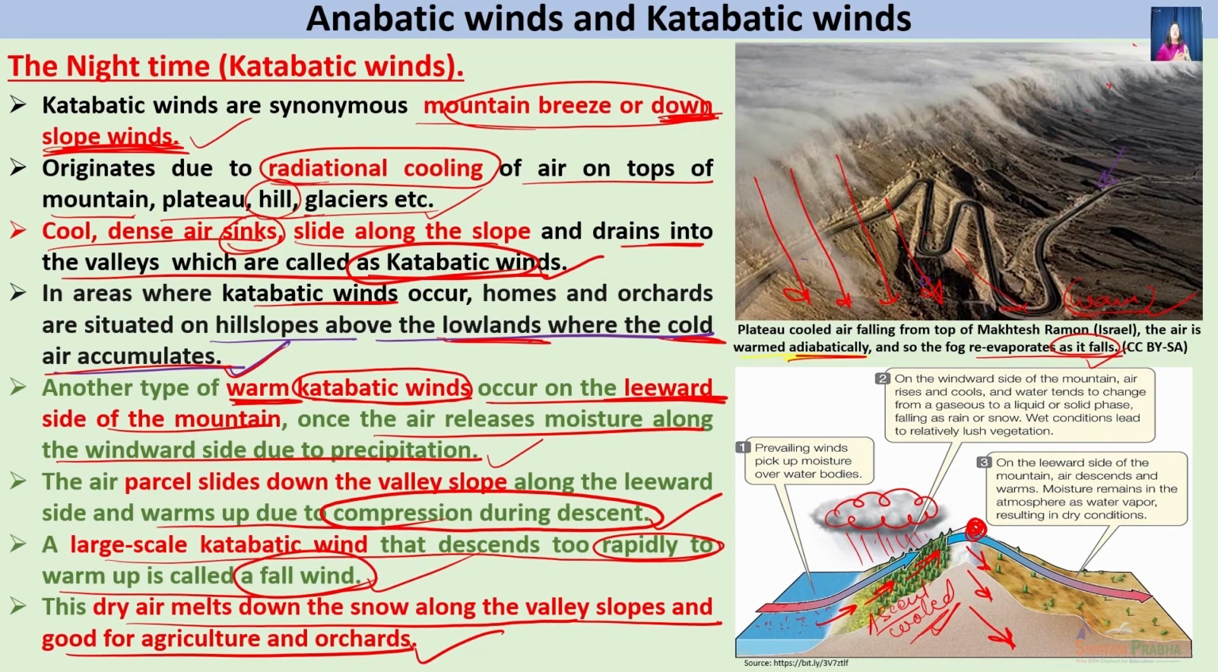And we will be studying adiabatic warming and adiabatic cooling in the coming videos. But due to compression of the air parcel as it descends, because we have more atmospheric pressure near sea level, the valley bottoms will definitely have more pressure as compared to the mountain tops. So you have nighttime katabatic winds. And these winds also showcase secondary wind circulation changing periodically.